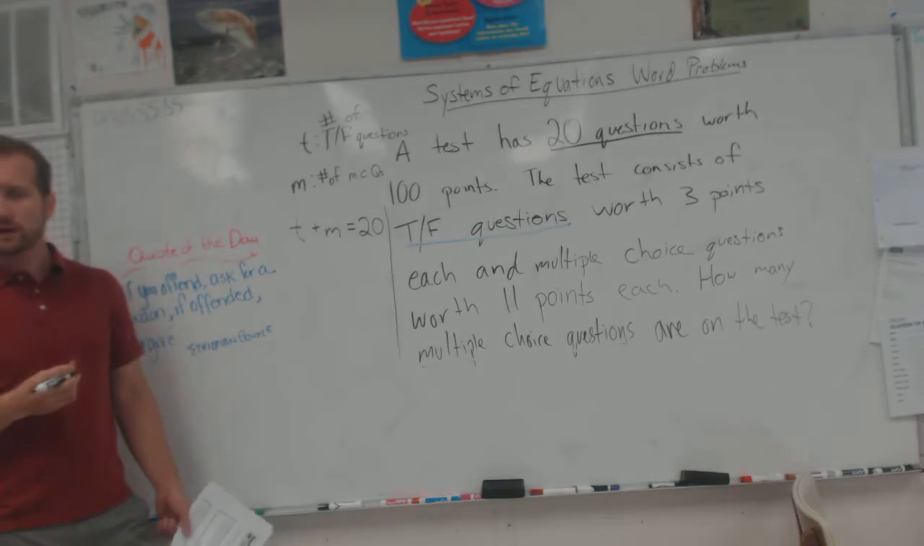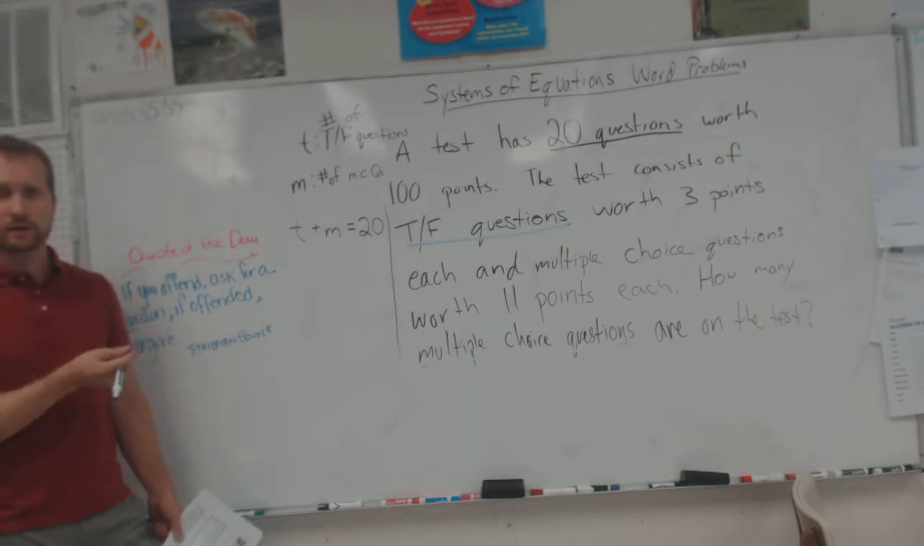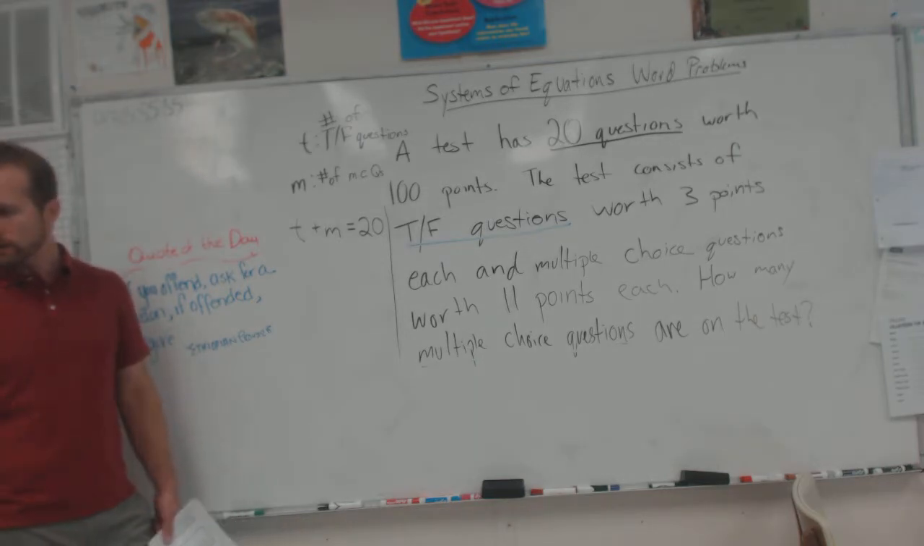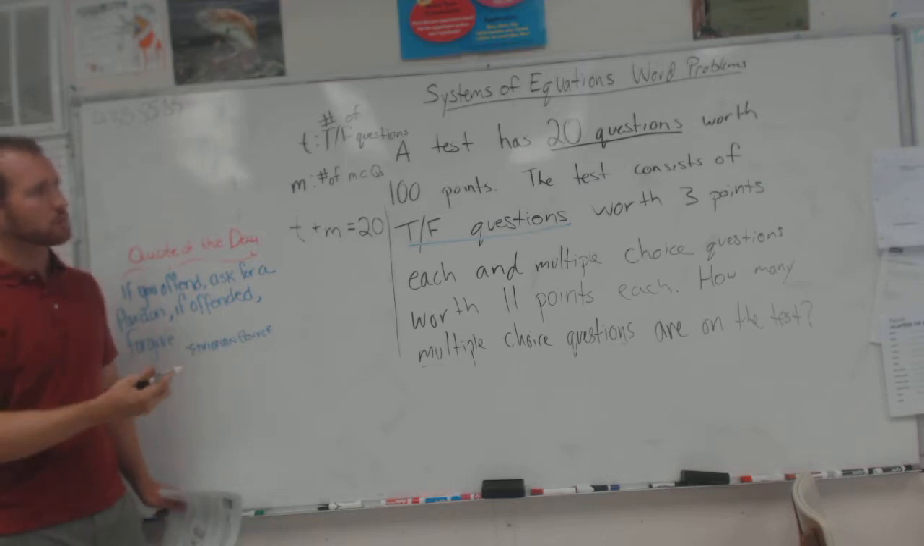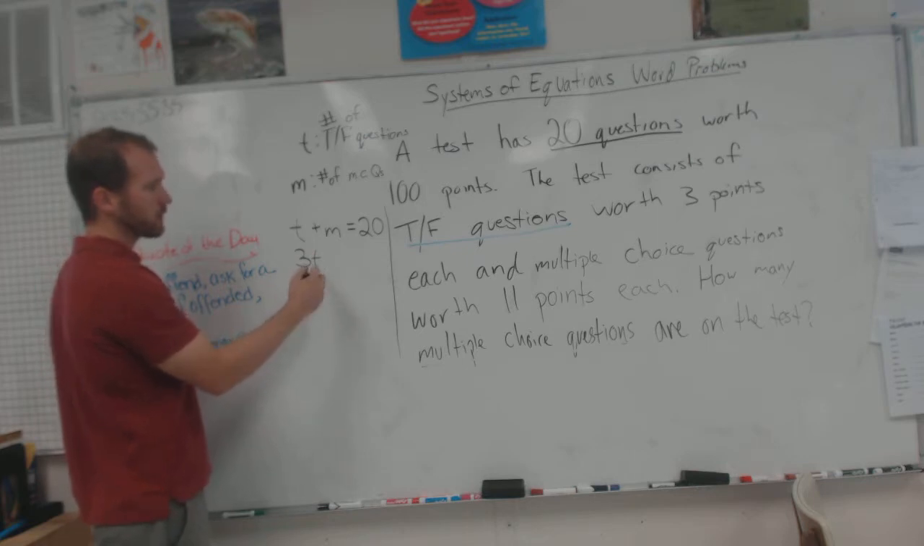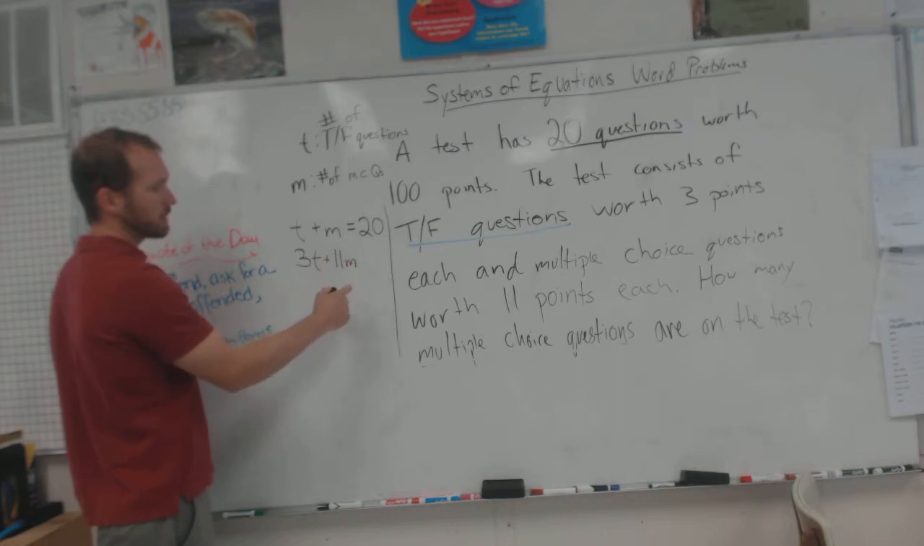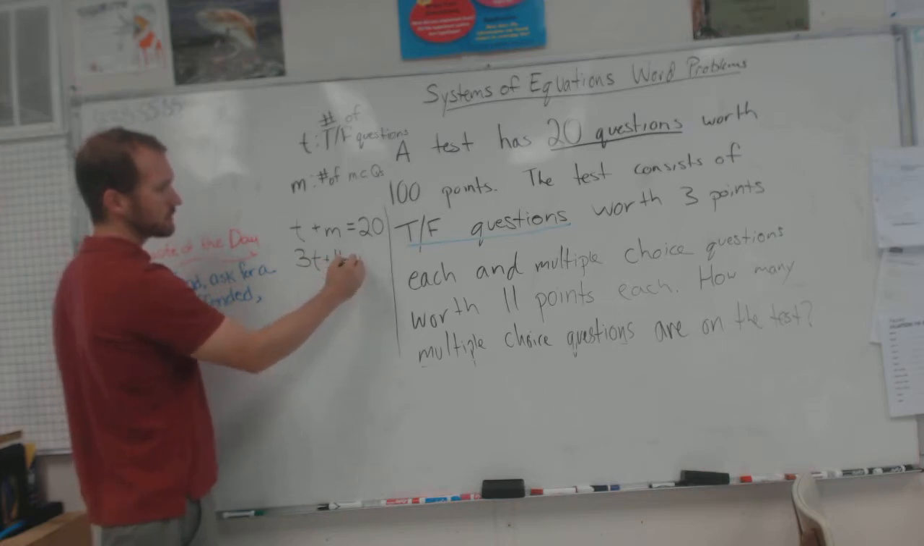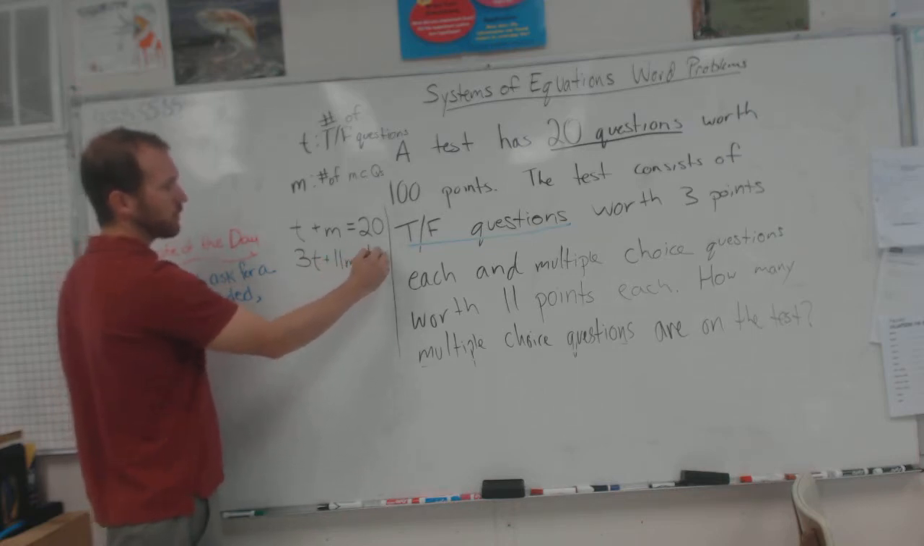How could I use other information to write a second equation? The points. So what would I do? Like 3T plus 11M equals 100. Right, 3 times my number of true-false questions plus 11 times my number of multiple choice questions has to add up to 100 points.